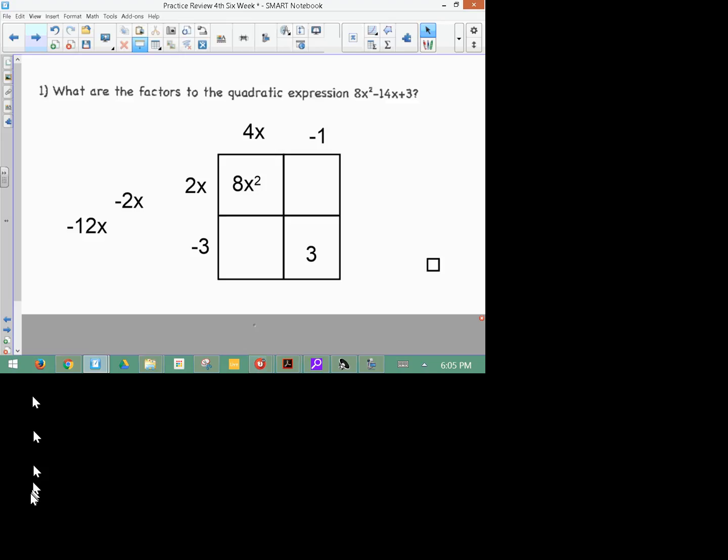All right, so let's fill in the rest of the table. Negative 3 times 4x is negative 12x. Negative 1 times 2x is negative 2x. And it just so happens that if I add these two together, like we've been doing in class, we get the negative 14x linear term. Remember, those are like terms, so we add them together, and that gives us that term right there. So that lets us know that our factors are 4x minus 1 and 2x minus 3.